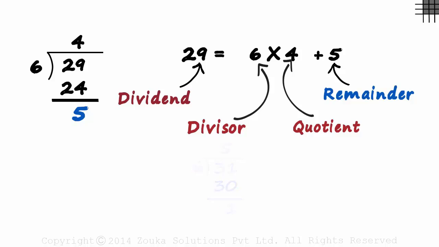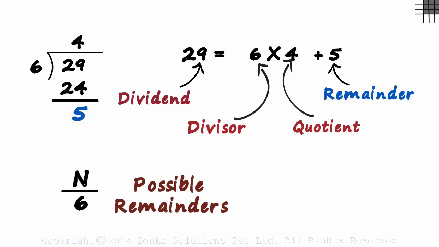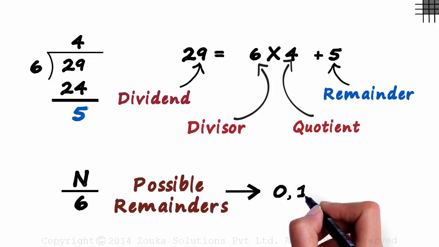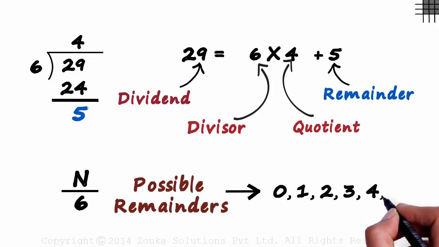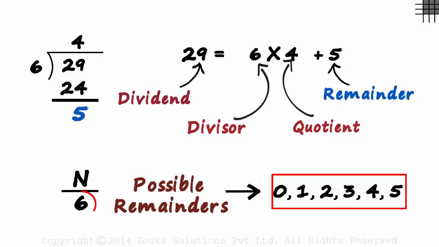So if we have something like n over 6, what will be the possible remainders? They will be 0, 1, 2, 3, 4 or 5. All whole numbers less than 6, which is the divisor.